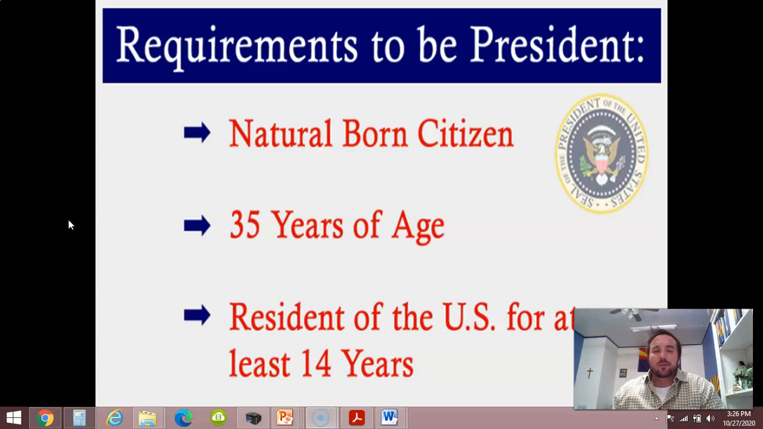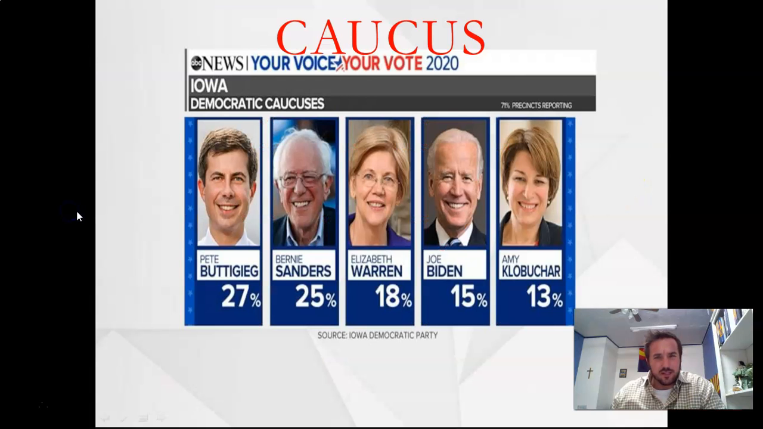Now, this is kind of where the road to being president gets a little bit confusing. We have what's called the caucus. Now, this is, in 2020, what was going on earlier this calendar year. I'm talking like January, February, March, things like this. We had what's called the caucuses.